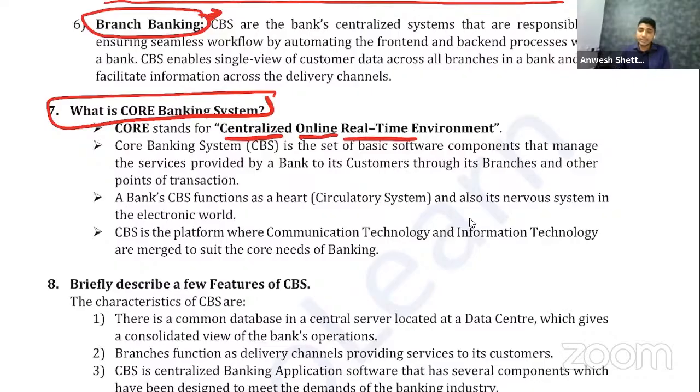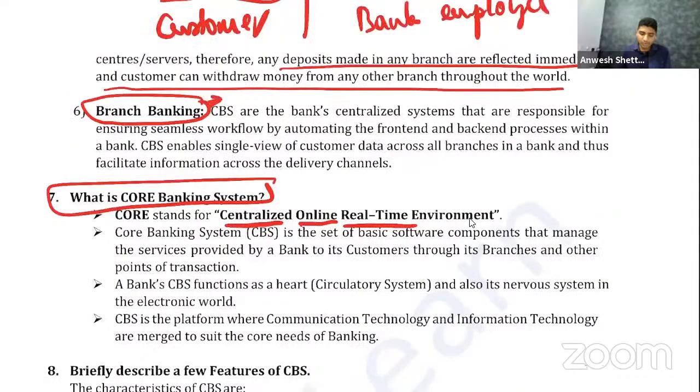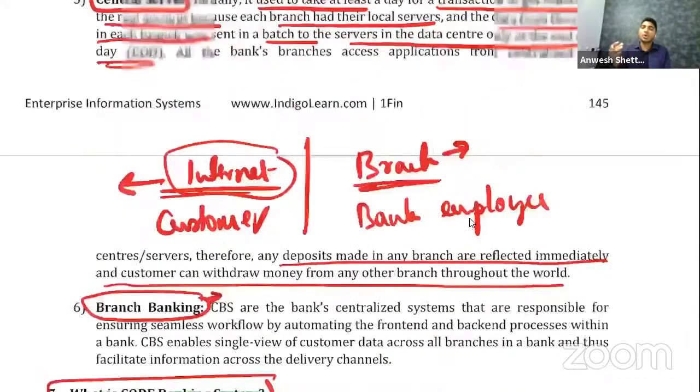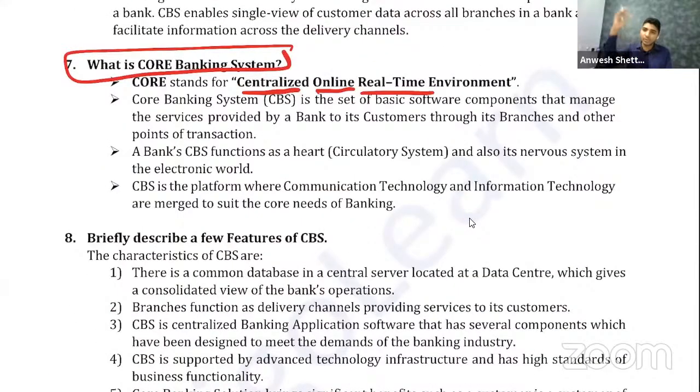Earlier it was not CBS. Earlier it was not core banking system. Earlier it was just banking system. So in the banking system, what would happen? I told you, there are 4 branches who would send the details only to the data warehouse at the end of the day, and it would take minimum 1 day for it to be updated in the central server. But now it is not that way.